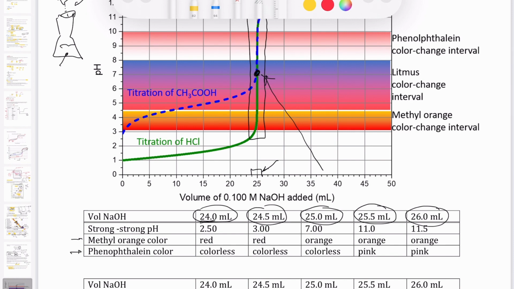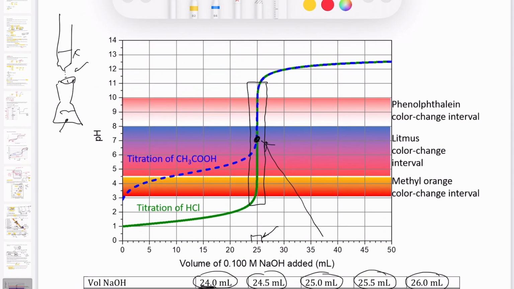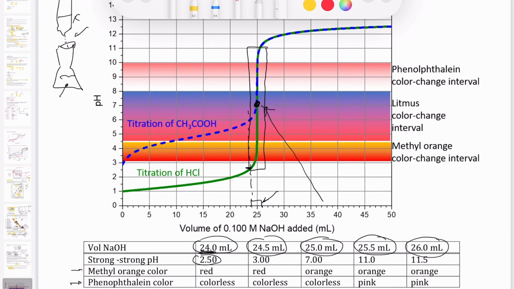At 24 milliliters, what is the pH? Well, we can just use this plot. 24 milliliters right here. So we can just draw a line all the way to the top here and then see where it intersects with the green plot. So the pH is about 2.5. If you go to 24.5, that intersects around 3.